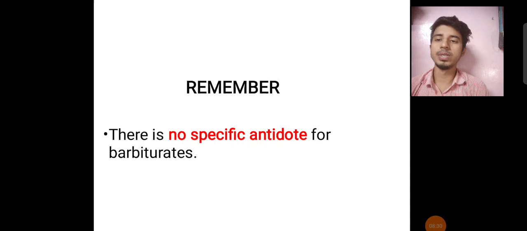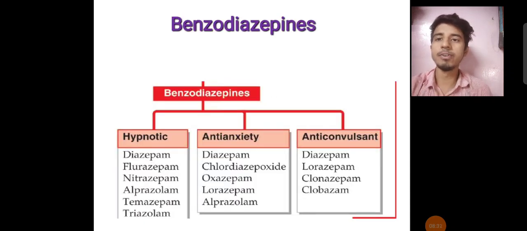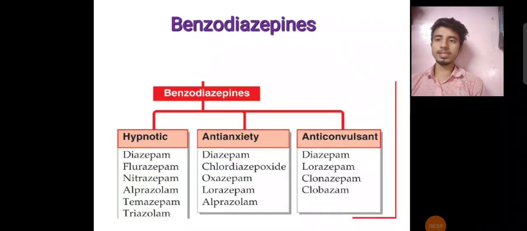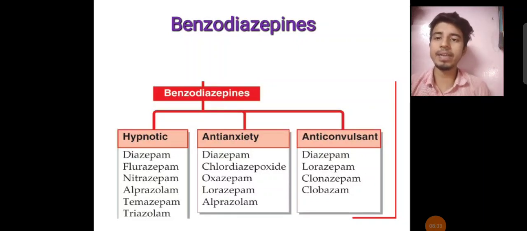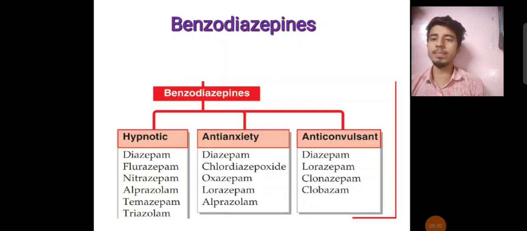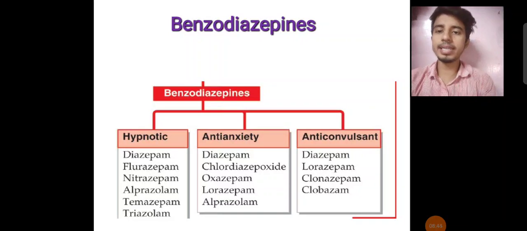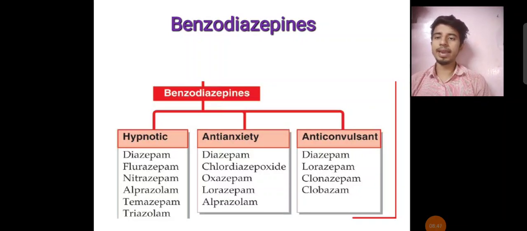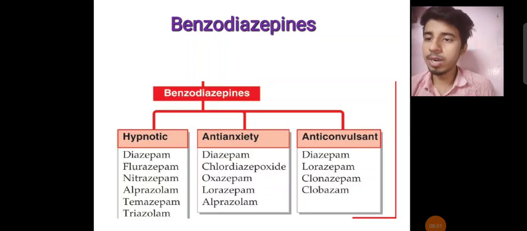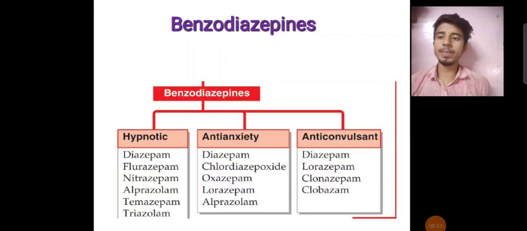Okay, let's see what benzodiazepines are. Benzodiazepines have a variety of actions: hypnotic, anti-anxiety, anticonvulsant. A common name, as you see, is diazepam. Diazepam comes under hypnotic, anti-anxiety and anticonvulsant, all three of them, and the rest are alprazolam, flurazepam, nitrazepam, temazepam, and triazolam.